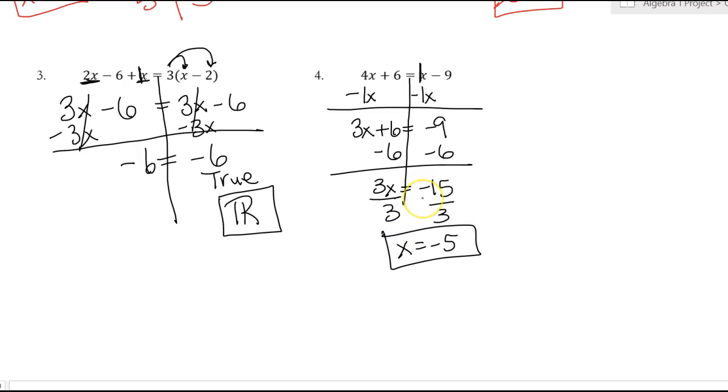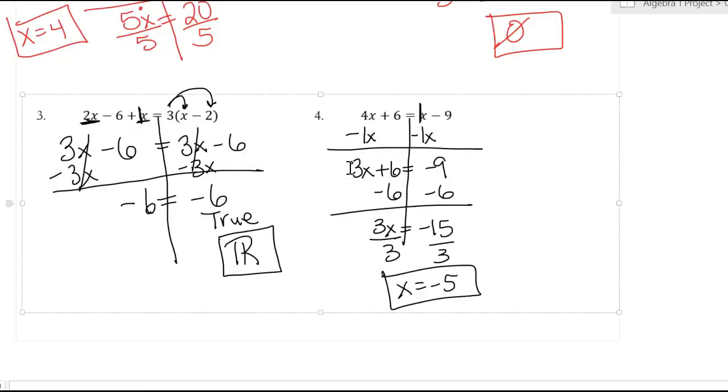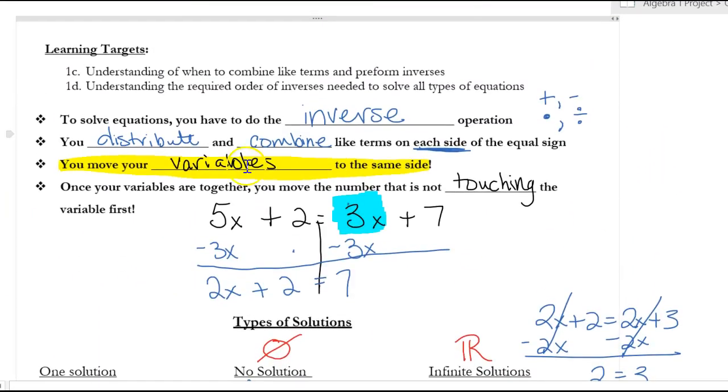And that's it. So remember for these, the first step is just like what we did on our previous notes, where you always distribute and combine your like terms first. Again, the only new step is this one we highlighted right here. Move your variables to the same side. If you notice, I took all mine to the left. You can take them all to the right. It's really whatever you're most comfortable with.